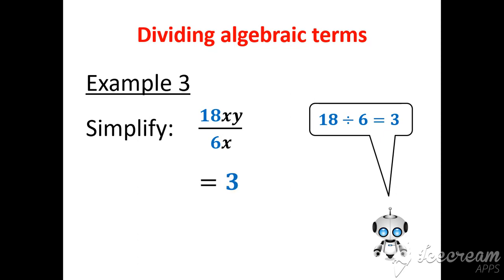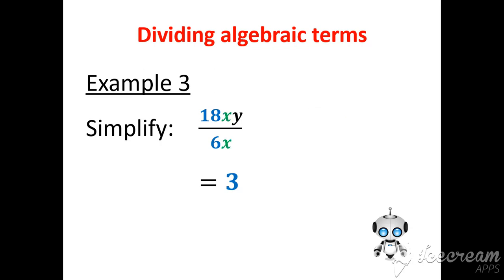Now let's turn our attention to the variables, the letters. We've got these two x's, x on the top and x on the bottom. And remember, the fraction sign means divide. So we've got x divided by x. Now they're going to cancel. This is a process in algebra where we basically get rid of the x on the top and get rid of an x on the bottom. The technique is called cancelling, so the x's will cancel.